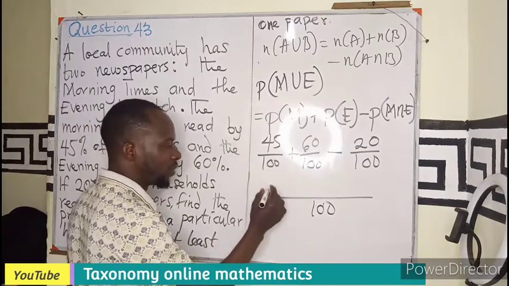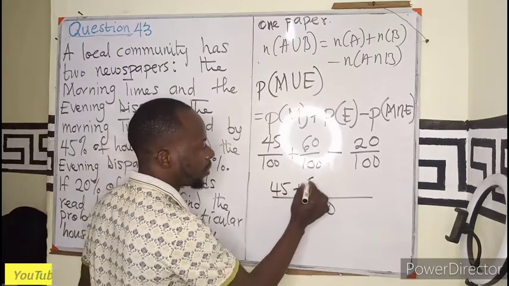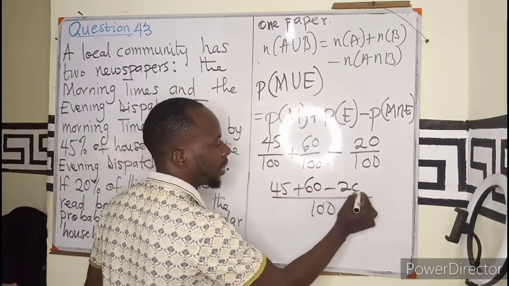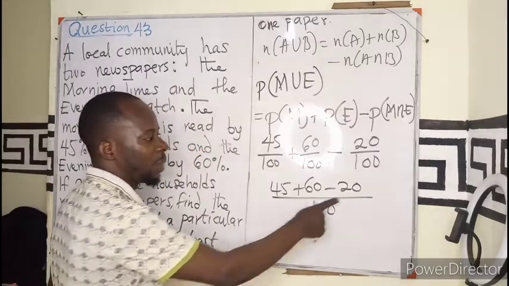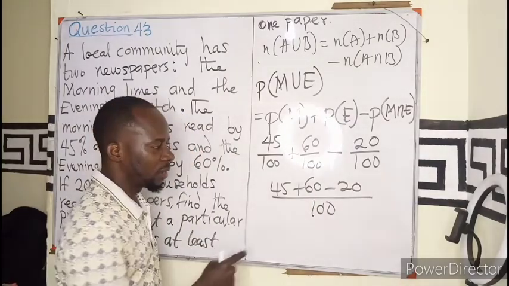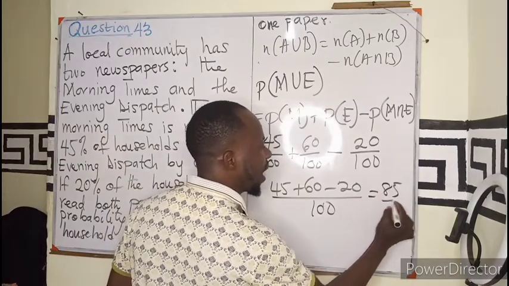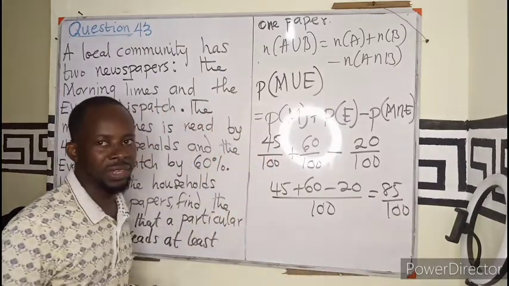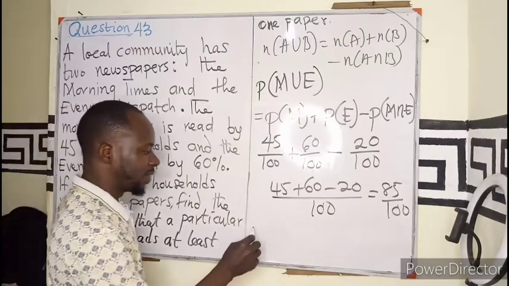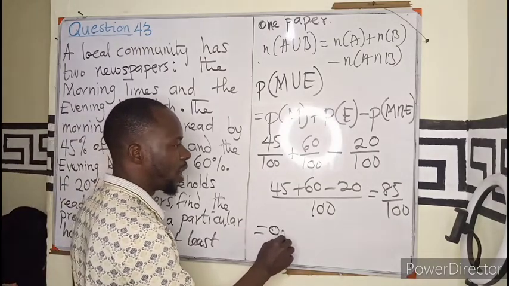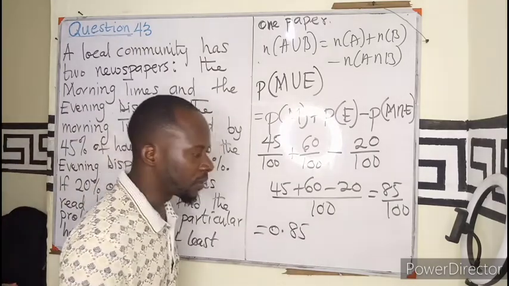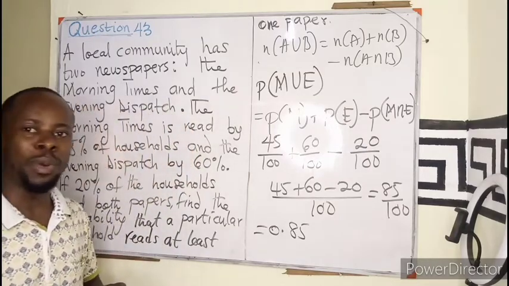This will go there one, so 45 plus 60 minus 20. I believe we can compute this, we have 40. 40 plus this will give me 85 over 100. So if we want the decimal, you have 0.85. So 0.85 is the probability.